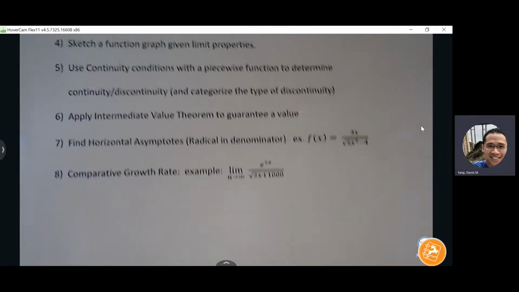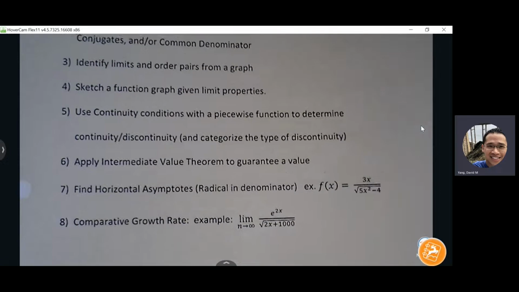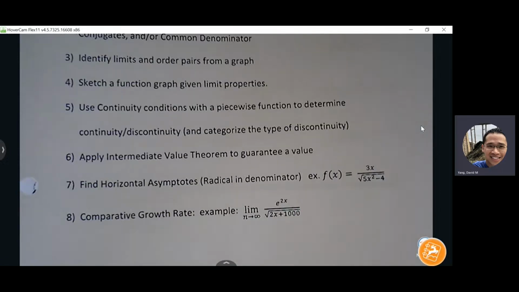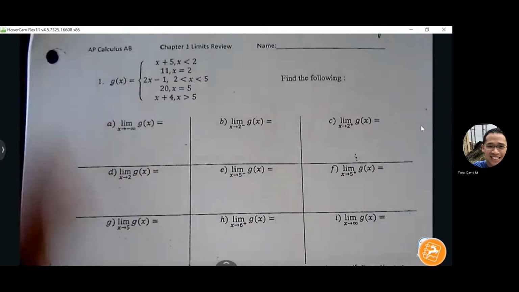Okay, so just to give you a big picture as to what we're going to be working towards as we prepare for our Wednesday test. Okay, so back to page 1.